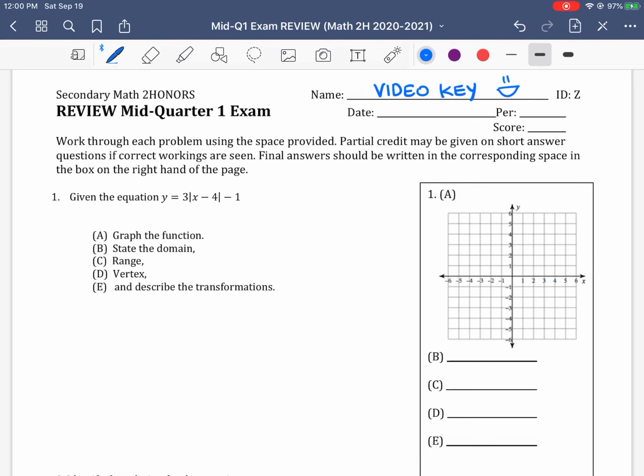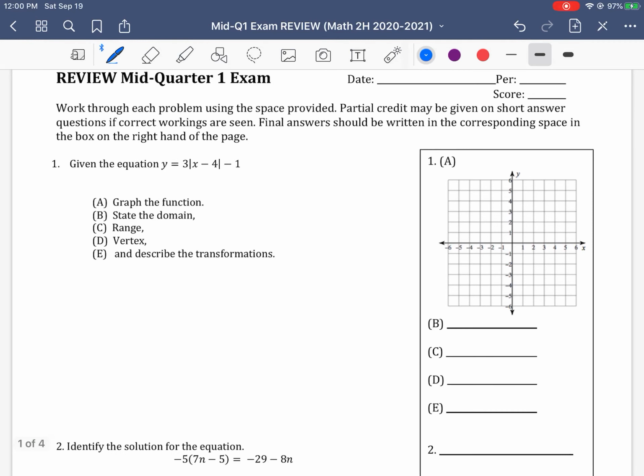Number 1 says, given the equation y is equal to 3 times the absolute value of x minus 4, subtract 1, we're going to first graph the function. So remember the movements on the graph. Just a reminder, the parent function generally sits at the origin and has a slope of 1. Its equation looks like y is equal to the absolute value of x. Any change from that we call a transformation.